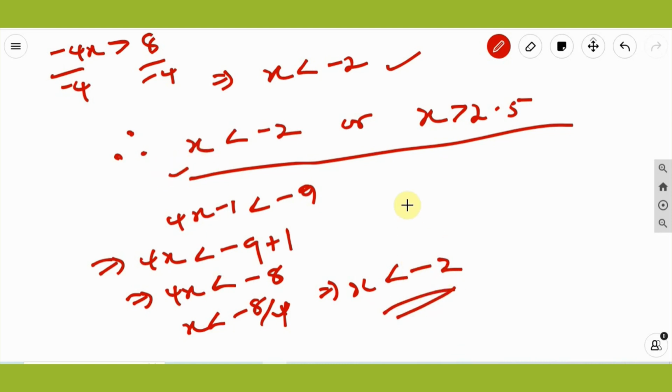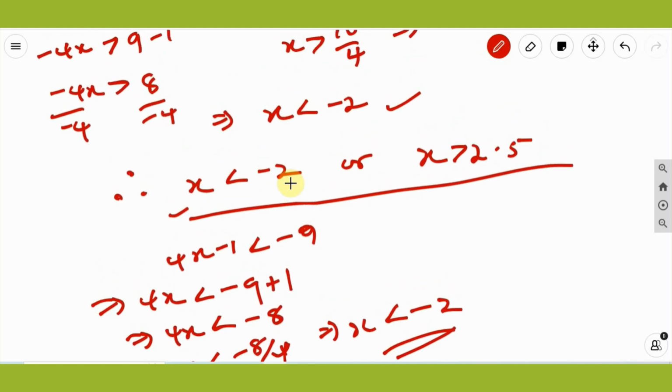So whichever way, always know that if you're taking the right hand side as negative, the sign is going to change. It's very important. So that is for the first question.